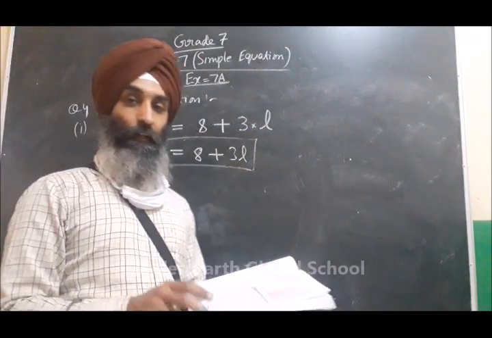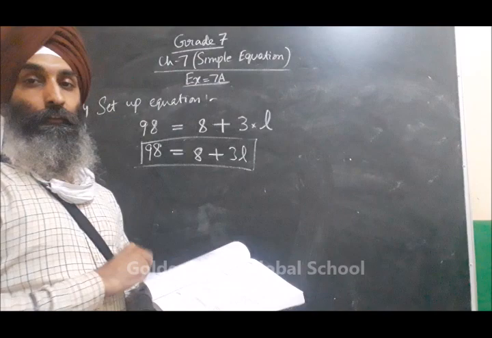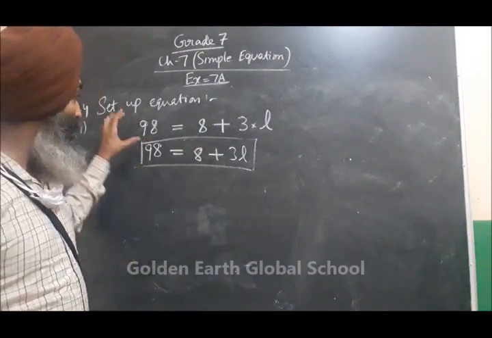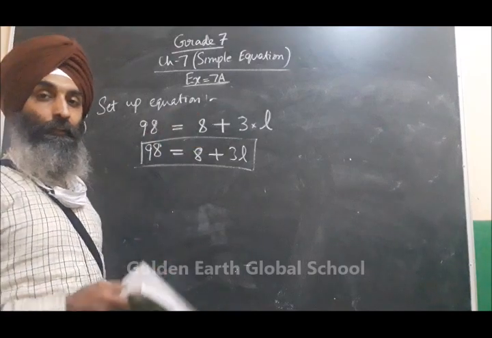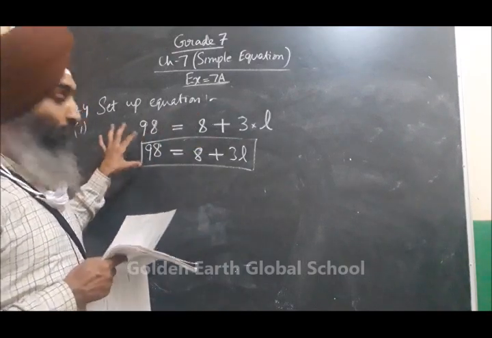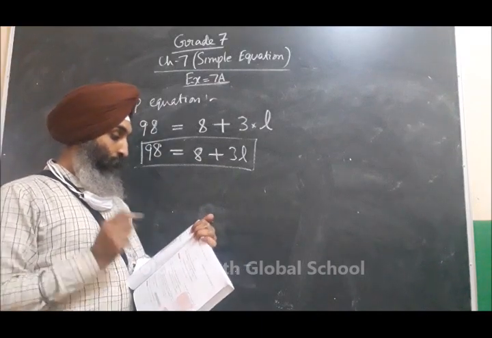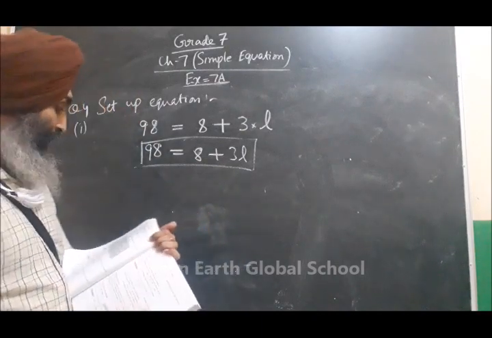Understood? Very simple. How to make the equation from the statement: just whatever is written in the statement, you have to write in mathematical, numerical form. Okay. Now similarly, you have the second part.